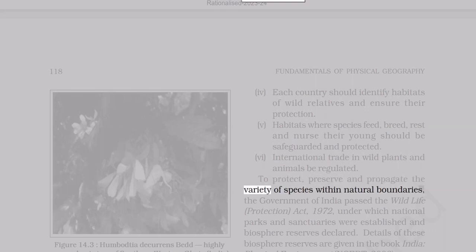To protect, preserve and propagate the variety of species within natural boundaries, the Government of India passed the Wildlife Protection Act 1972, under which national parks and sanctuaries were established and biosphere reserves declared. Details of these biosphere reserves are given in the book India, Physical Environment, NCERT, 2006.